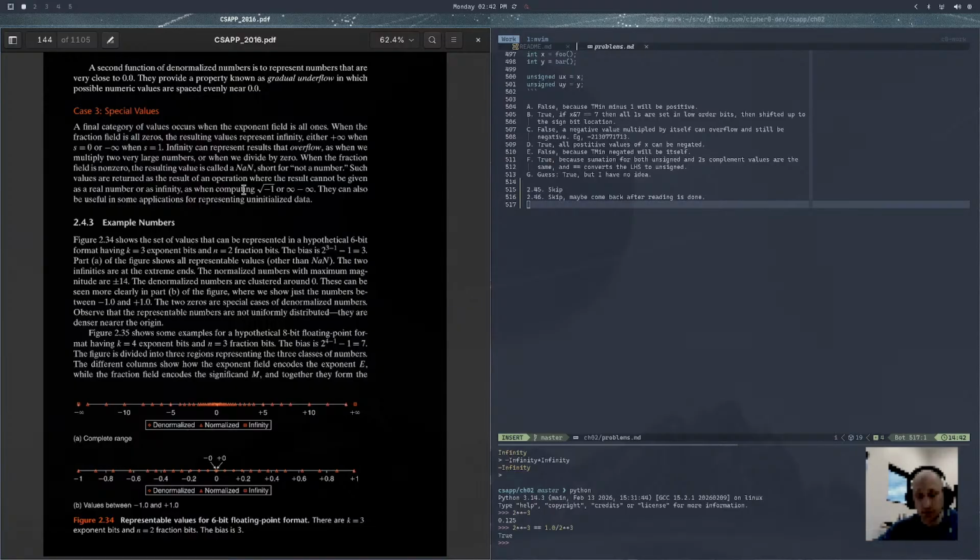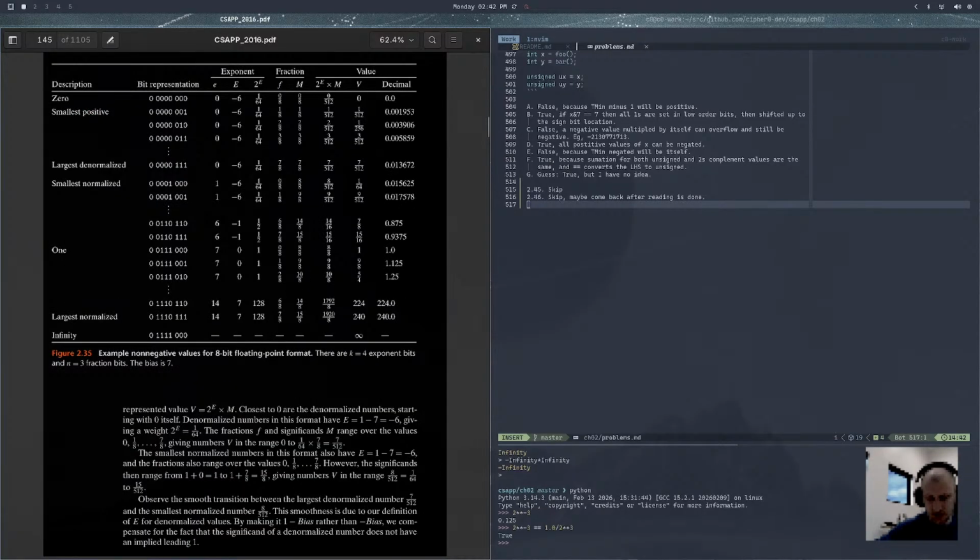Okay, let's reread that paragraph then. Figure 2.35 shows some examples of a hypothetical 8-bit floating point format having k = 4 exponent bits and n = 3 fraction bits. The bias is 2^(4-1) - 1 = 7. The figure is divided into three regions, representing the three classes of numbers. The different columns show how the exponent field encodes the exponent E, while the fraction field encodes the significand M, and together they form the represented value V = 2^E × M.